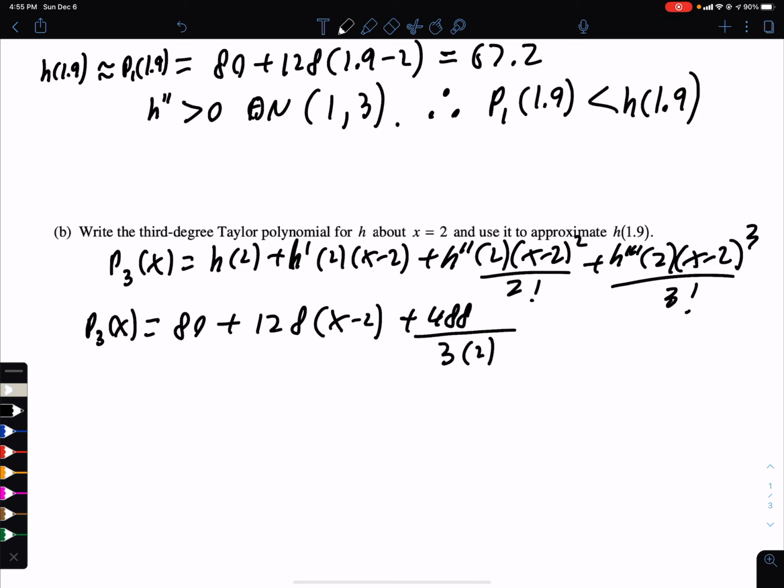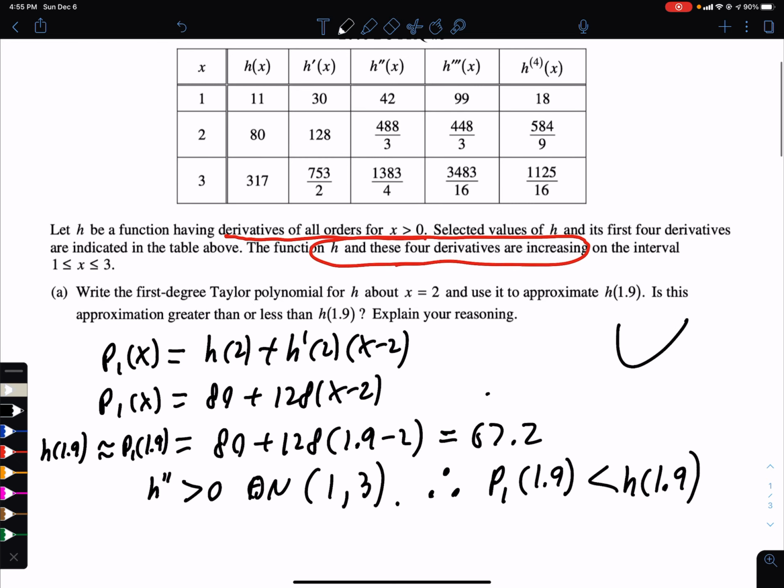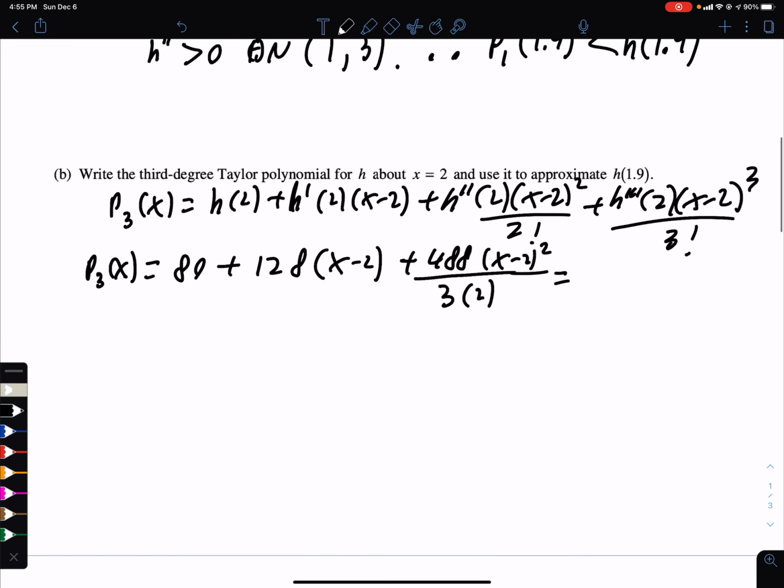But the 2 is also down there, so I put that there. And you can multiply that out and get a 6 on the bottom. I'm just going to leave it like that. And then h triple prime is going to be 448 over 3. You also have a 3 factorial.